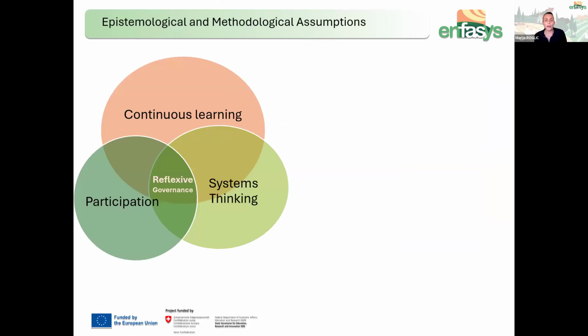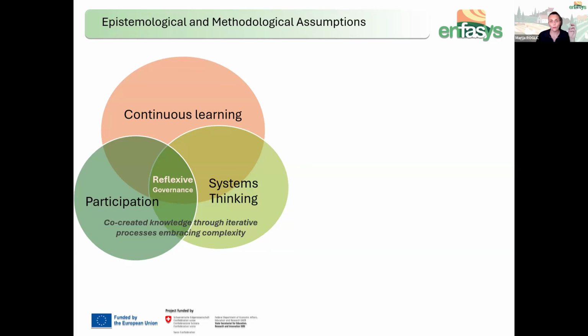Our work is founded on a reflexive governance perspective, illustrated by these 3 overlapping circles, representing our core epistemological pillars. At the center, where systems thinking, participation, and continuous learning converge, we find reflexive governance, our guiding framework. This integration creates co-created knowledge through iterative processes that embrace complexity.